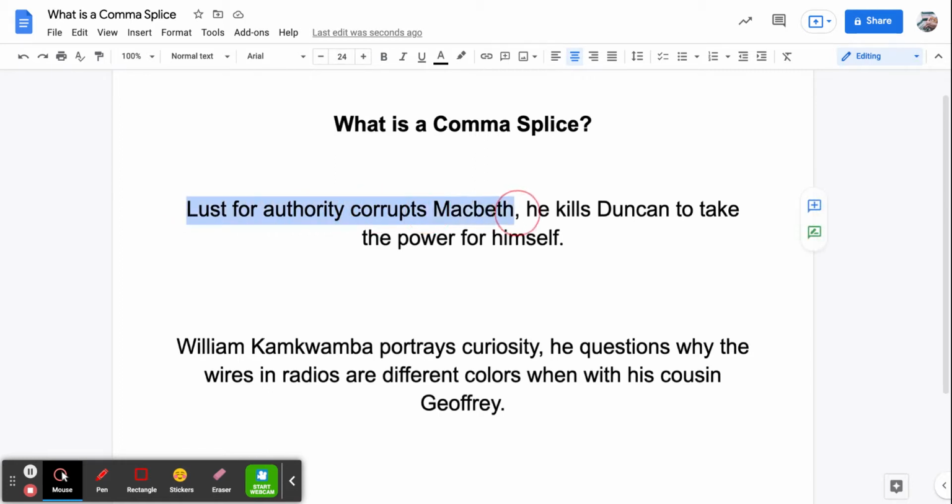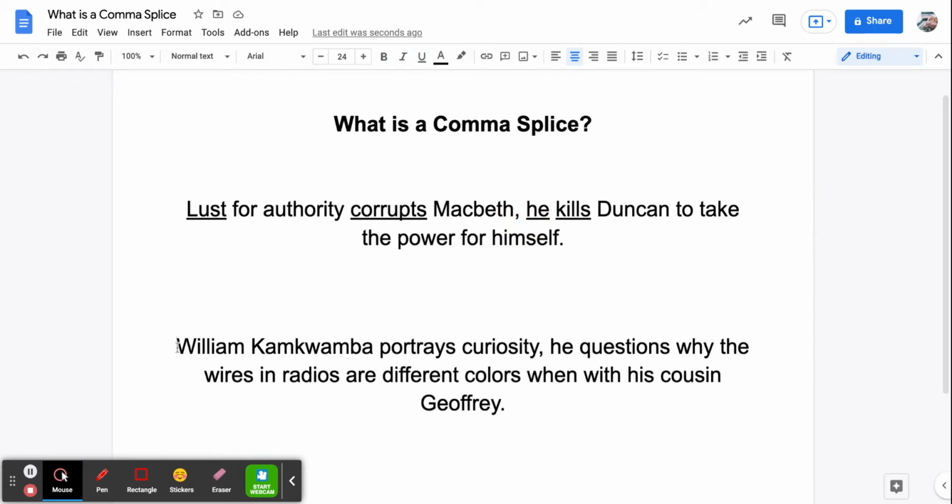Lust for authority corrupts Macbeth. We know that this is a complete sentence because we have a subject and we have a verb. The second part of the sentence after the comma is also a complete thought within itself, an independent clause. He kills Duncan to take the power for himself. We know that this is a complete sentence and could stand alone because it also has a subject and a verb. Since both clauses on either side of the comma could stand by themselves, this comma is incorrect.